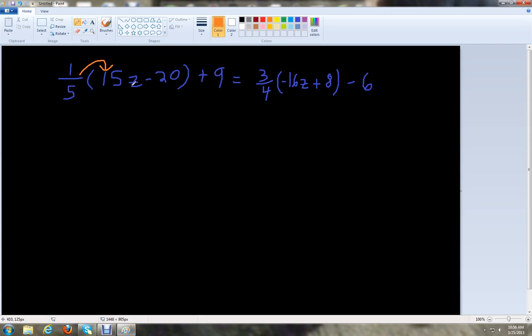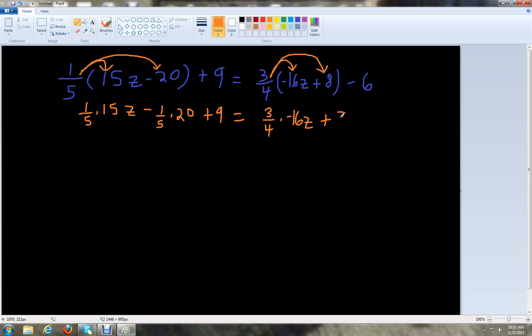1/5 to 15z. So we get 1/5 times 15z, and then we'll do minus, distribute the 1/5 times 20, and then bring down plus 9, and then this equals, we do exactly the same thing. We distribute the 3/4 to negative 16z. 3/4 times negative 16z. And then plus, we'll have 3/4 times 8 minus 6. Okay.